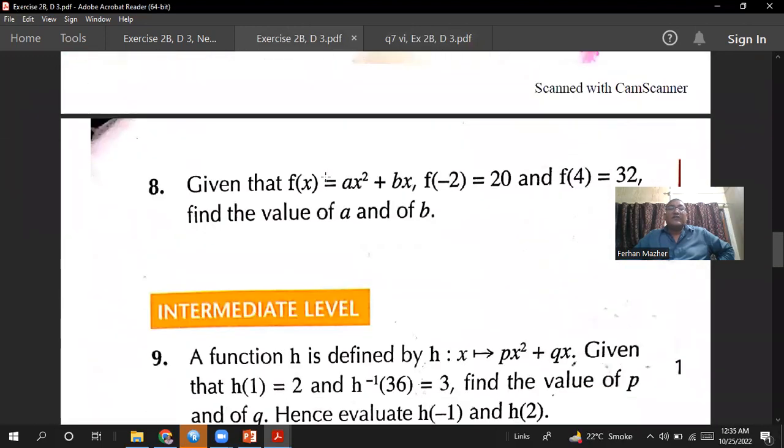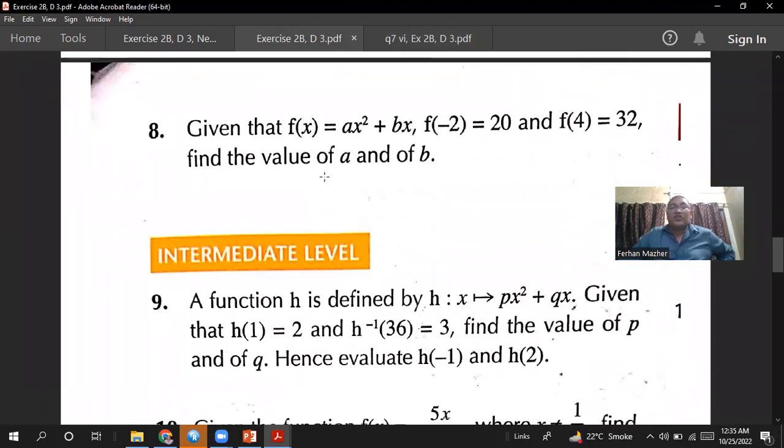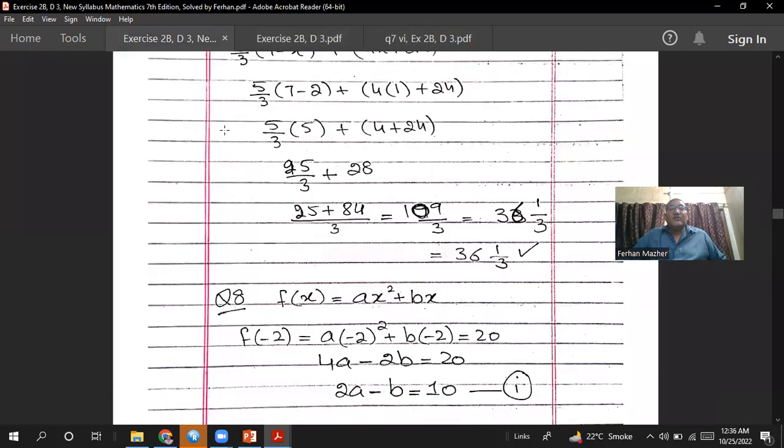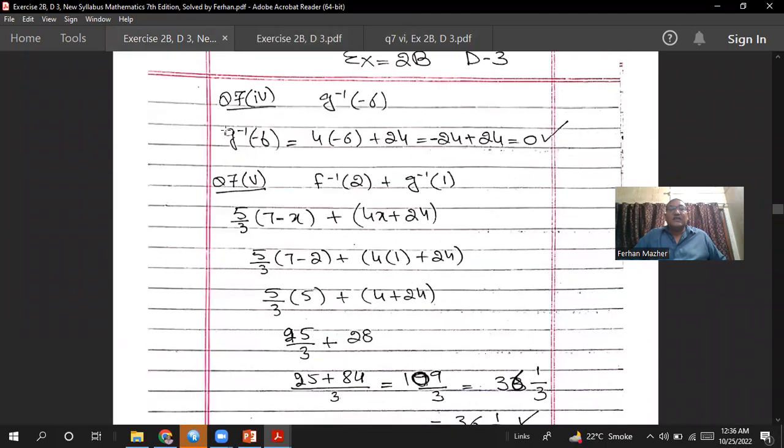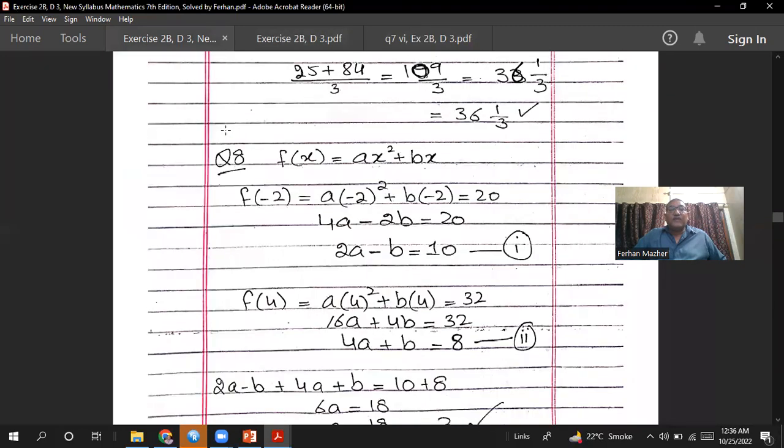Okay, so we are done with question number 7. The next question is question number 8. He says, given that f of x is equal to ax square plus bx, f of minus 2 is 20 and f of 4 is equal to 32. Find the value of a and of b. It's a simultaneous equation question. So f of minus 2 is 20. Very simple. Let me show you how this is done.